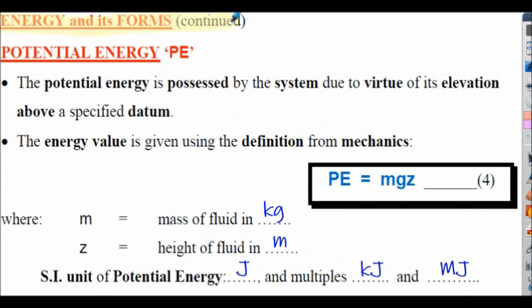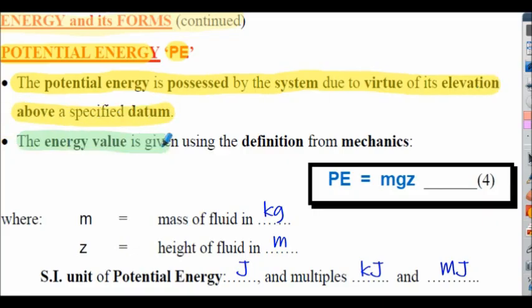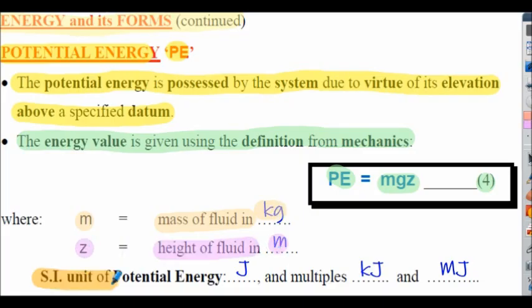Energy and its forms continued. Potential energy, PE. The potential energy is possessed by the system by virtue of its elevation above a specified datum. The energy value is given by the definition from mechanics. PE is equal to mgz. We used the notation mgh in previous presentations, but z is being used here for height above a datum, and that's labelled equation 4 for reference. Again, mass m being kilograms, and height z being meters. The SI unit of potential energy, of course, is joule. Typical multiples again, kilojoules, megajoules.